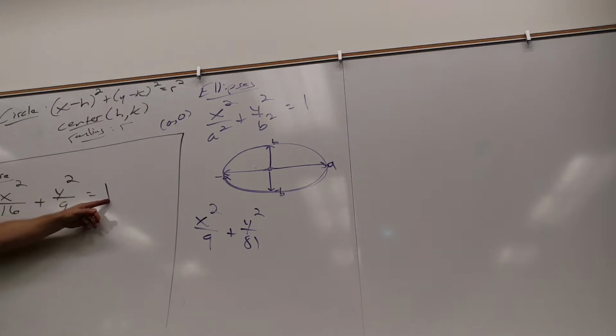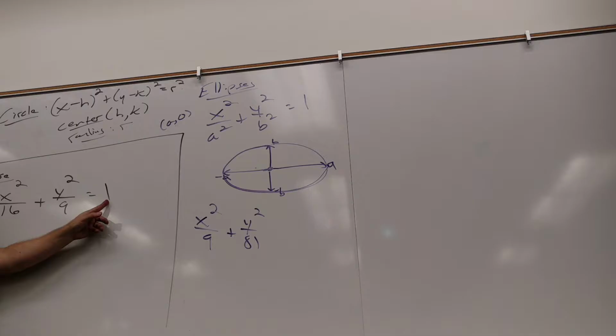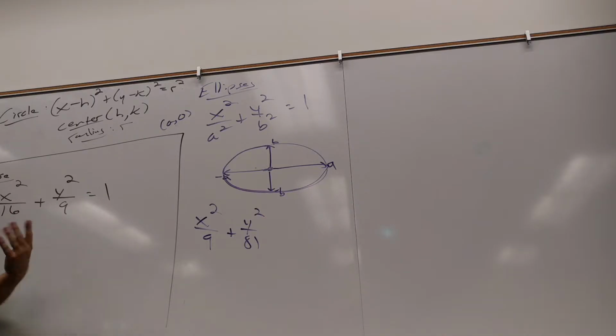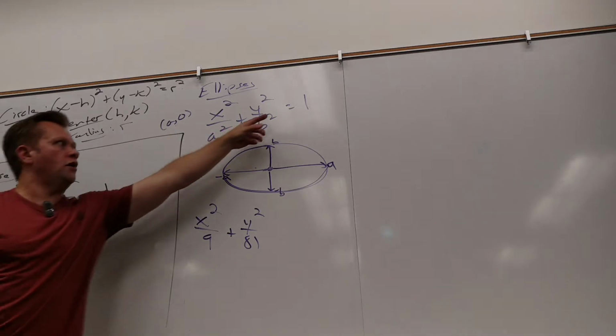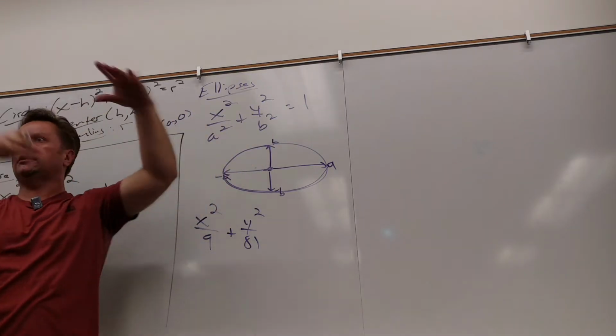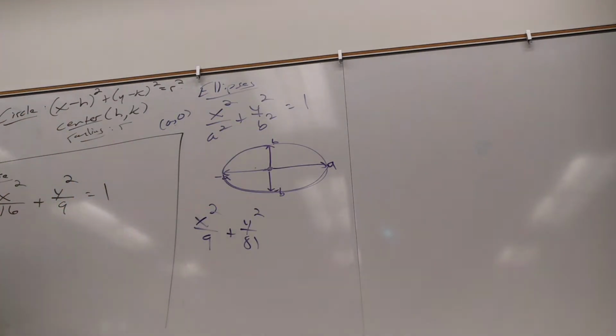If this wasn't 1, the first thing you would do is make it 1. Divide by whatever it is, right? To be in the right form, just like mx plus b is a form, when it's in that form, I see all this stuff. So if that's not 1, it's not the right form. Once I get in the right form, I know what it does.